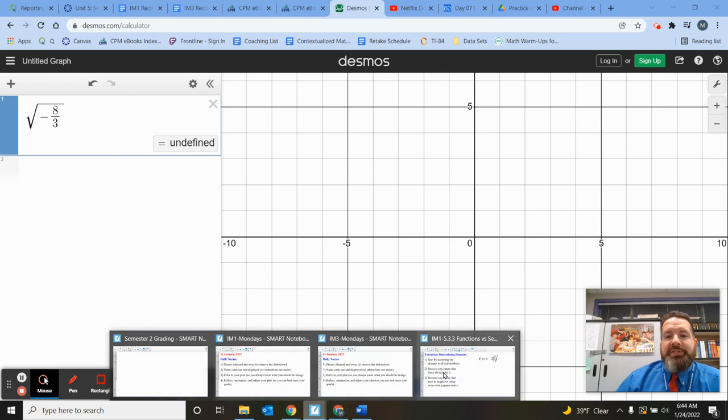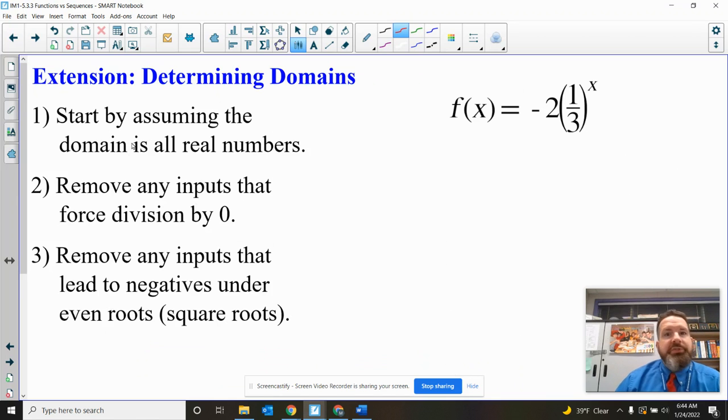So when you're looking at what a domain can be, you're going to assume any number is cool. And then check. Do any numbers make me divide by 0? If so, I got to take them out. Do any numbers make me put a negative under a square root? If they do, I got to take them out.